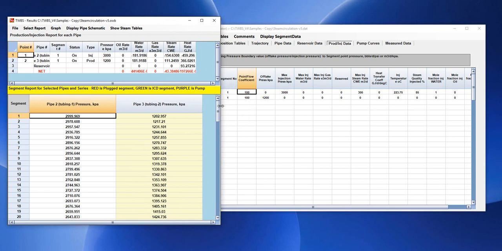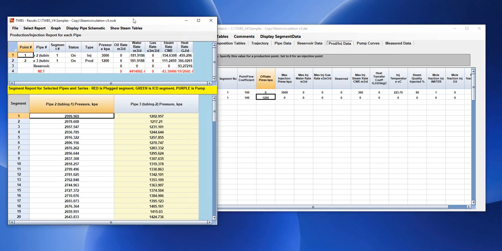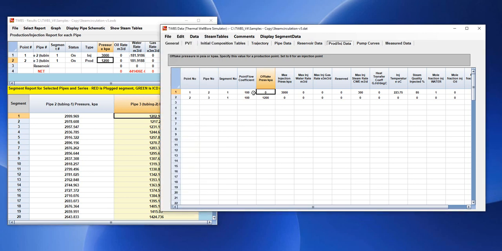Similarly, for the production point, this is a production point in pipe 3. We have a point flow coefficient of 100 and offset pressure 1200, and this 1200 versus the actual production pressure point was 1202. So we have a 2 kPa difference, and this is reasonably acceptable to us. So for the point flow coefficient, we put in an offset pressure or injection pressure. Offset pressure is for production points, injection pressure is for injection points.